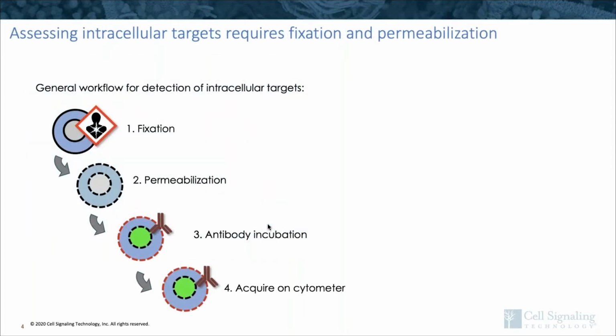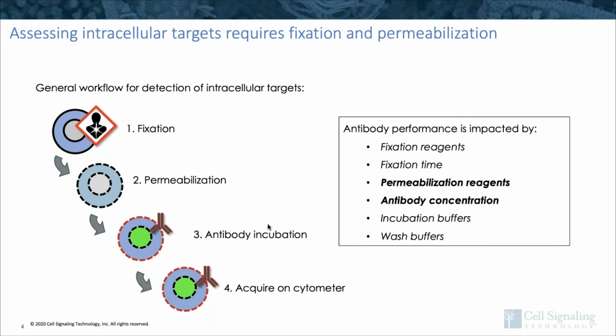So one thing that is going to be a bit different about including intracellular readouts is that you'll have to fix and permeabilize your cells. This is because antibodies are too large to effectively cross the plasma membrane on their own, so they need a way to get in.